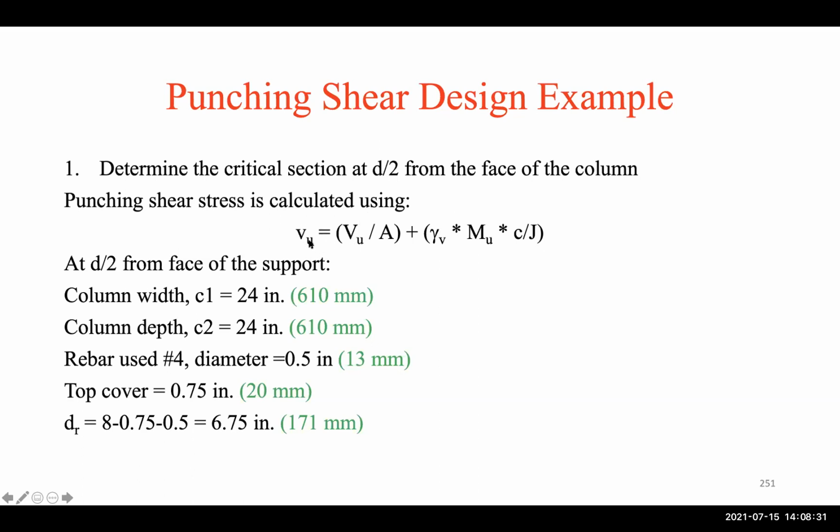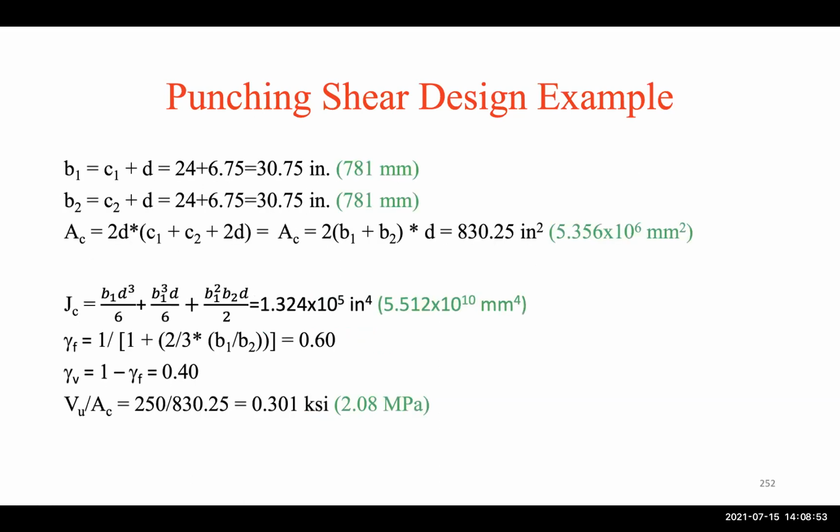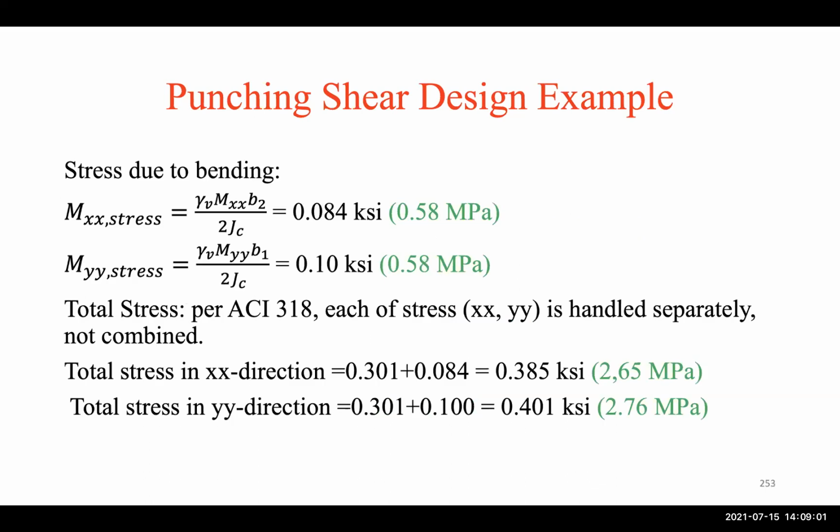So once we have the loads, we need to check the stress. That's the applied shear divided by the area of the critical section, and then the unbalanced moment, that's gamma v times Mu times c divided by J. Okay, and those are, of course, given values here. And J can be calculated, as we'll see also. So we need to calculate that. So all the values here are calculated, as you can see. And then this is the stress due to the unbalanced moment in punching shear.